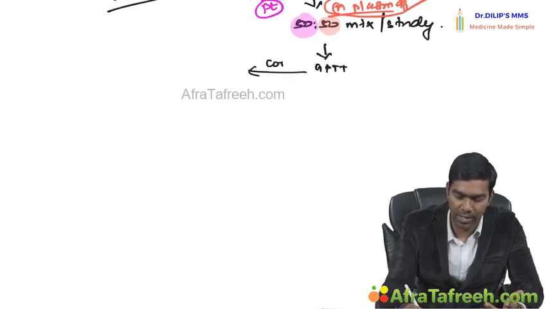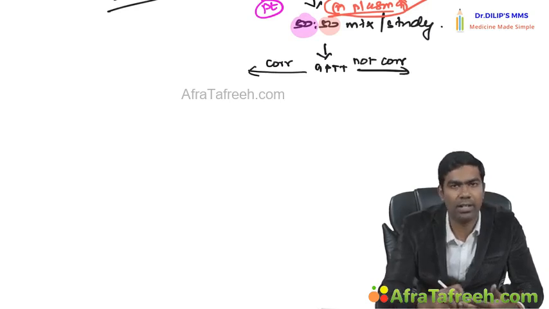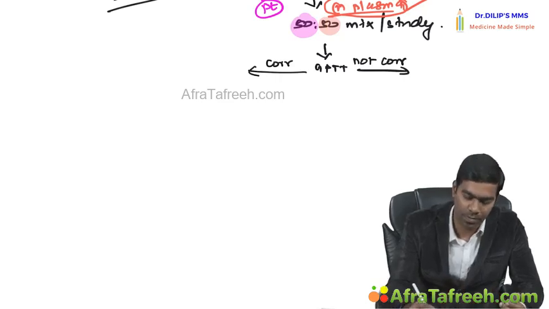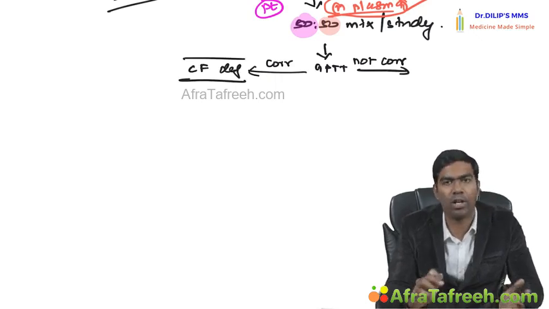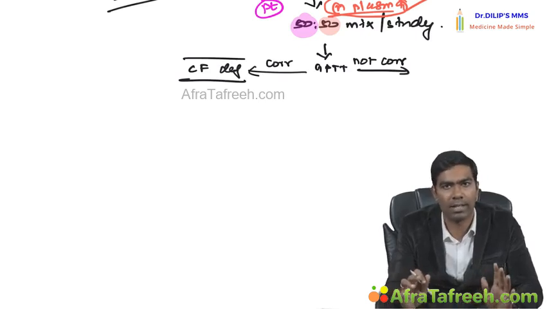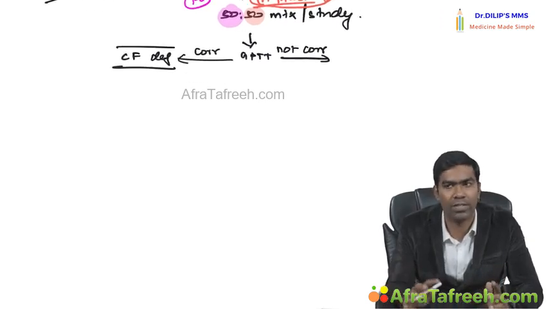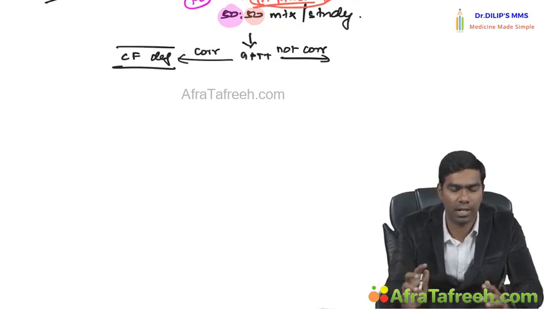If APTT is corrected, or APTT is still not corrected, uncorrected. If APTT is corrected, you are going to call it a clotting factor deficiency, because the moment you provide normal clotting factors, at least 50% of clotting factors of normal plasma, the APTT gets corrected. That means it's a clotting factor deficiency. You are supplementing with normal plasma and it gets corrected.